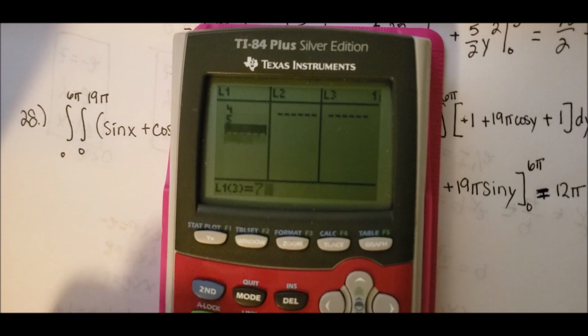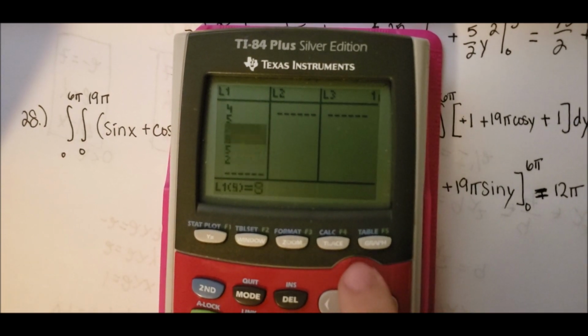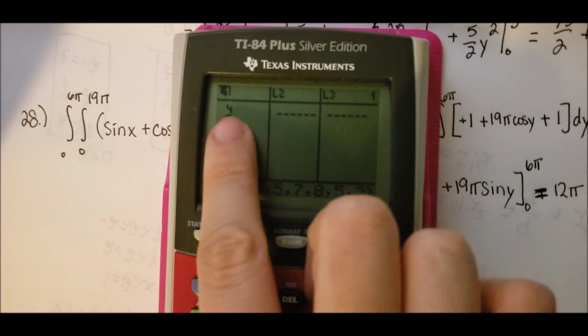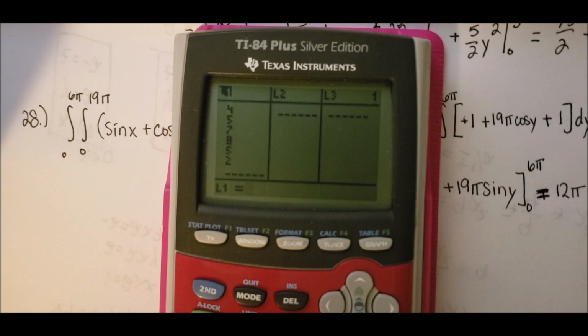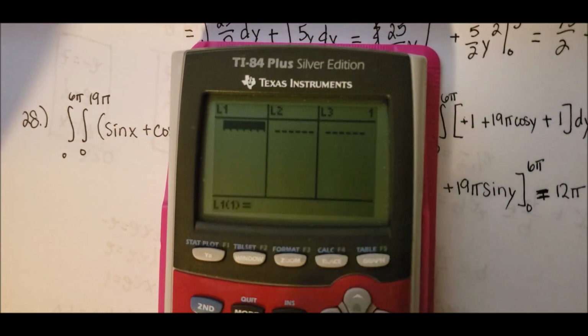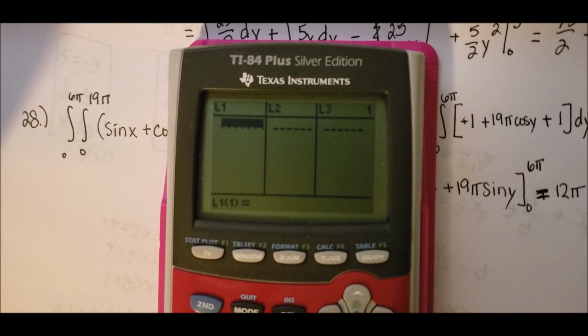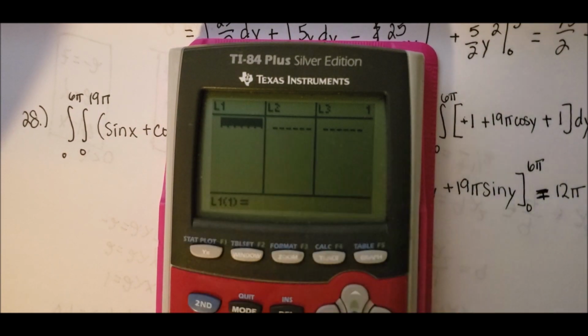Or if you had stuff in there, you could just arrow up and it highlights L1, and then you can say clear. And then down arrow, and it clears it. If you click delete, it's going to delete the whole list, and then you have to reset the whole calculator and do some stuff to get your L1 back. So it's clear, not delete.